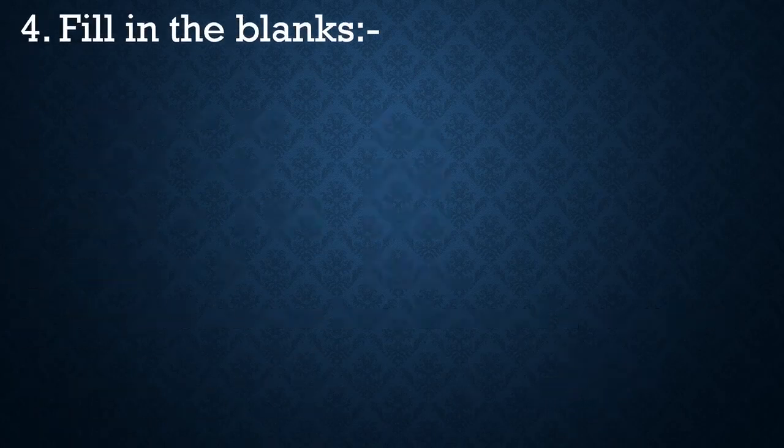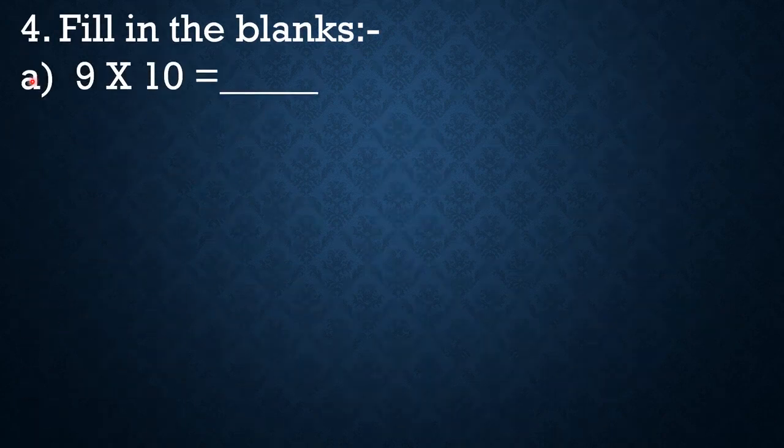Now in question number 4, it is given fill in the blanks. So here in A part, it is given 9 multiplied by 10. So 9 tens are 90. So we'll write 90 here in this blank.